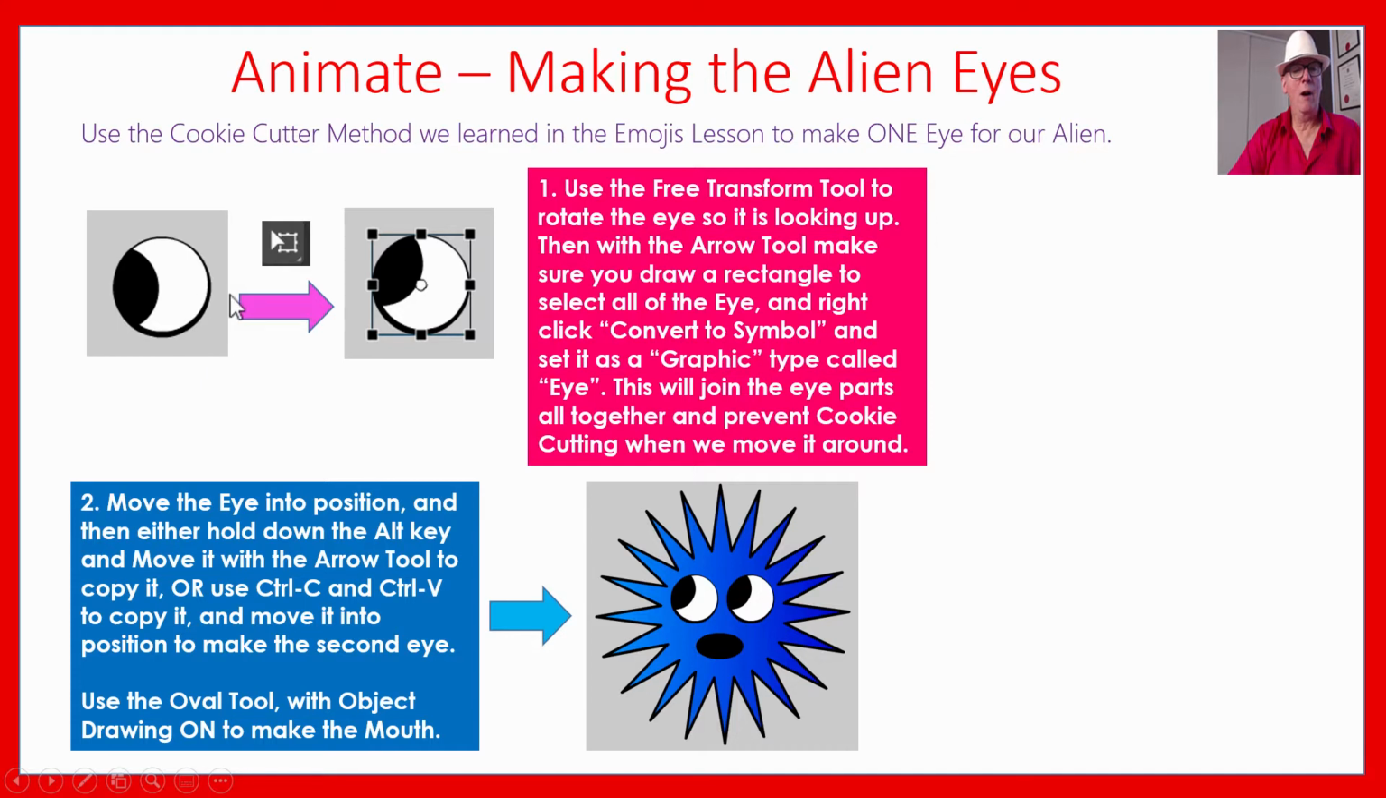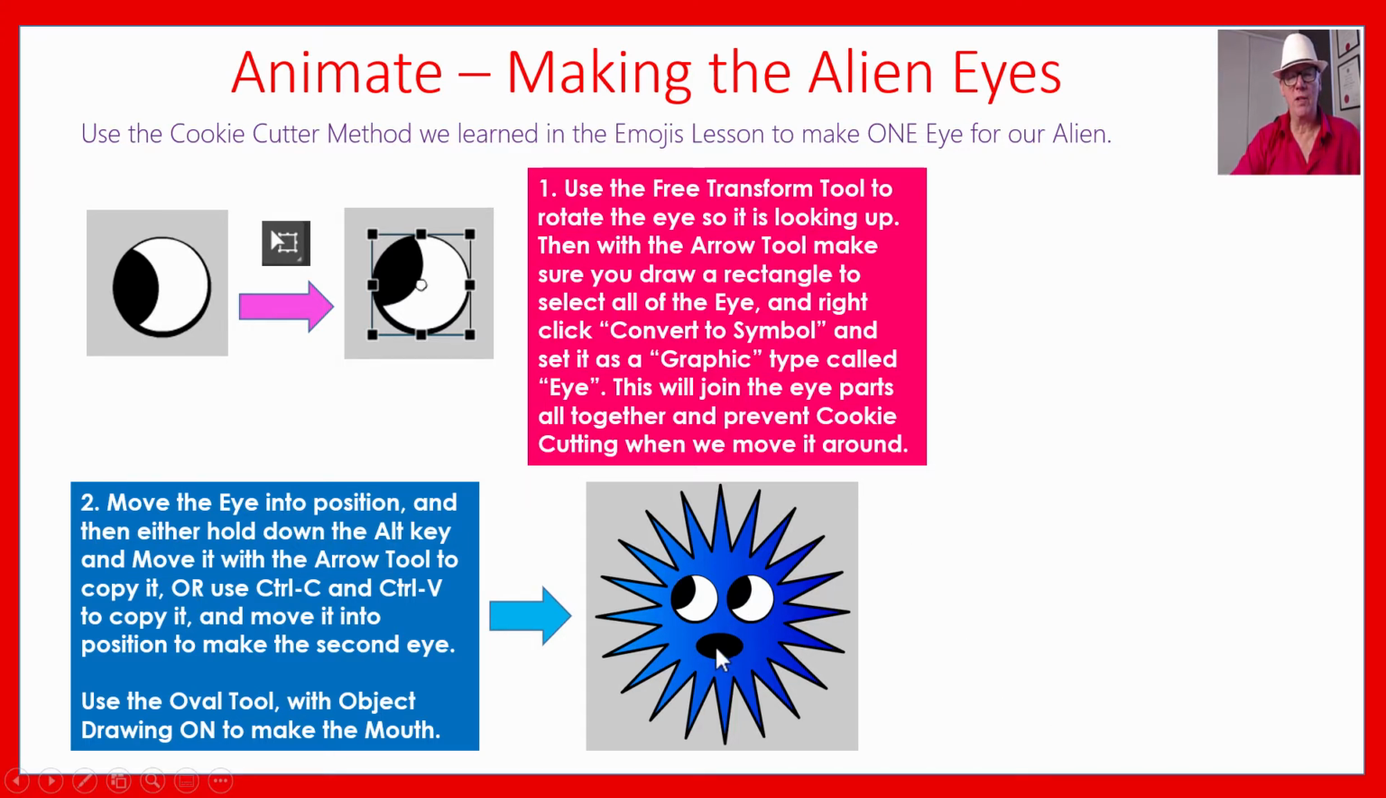All right. And we need to make sure also that we've joined it all up together. So remember, you draw a square around it, right click, convert to symbol, make sure it's a graphic symbol called eye. Then we can do the rotating, and then we can move that eye into position, and we can hold down Alt and drag it across, or you can just do Control C and Control V to make another eye and then move that second eye into position.